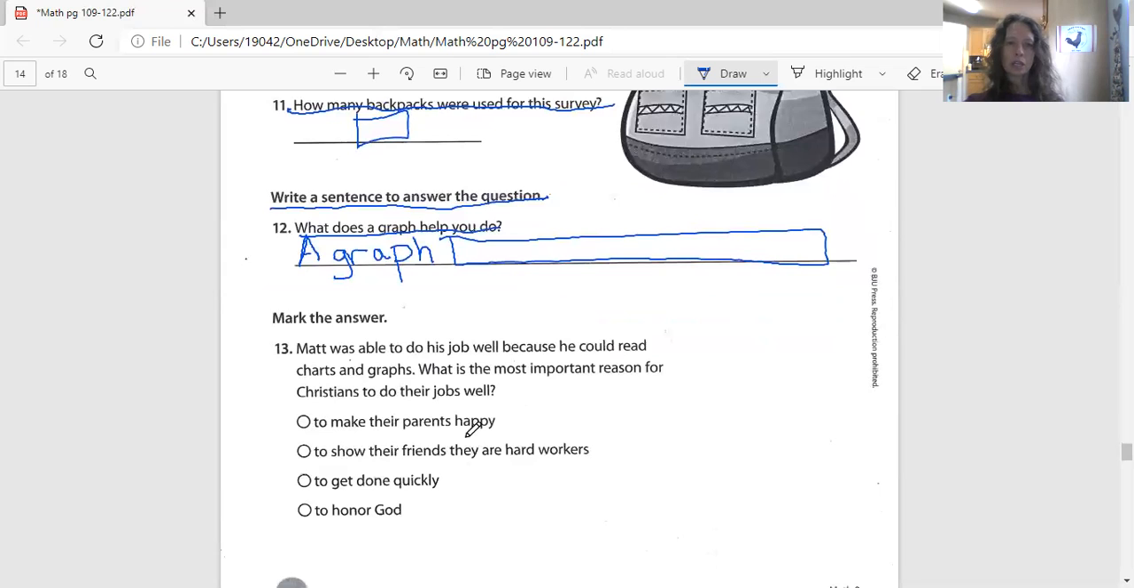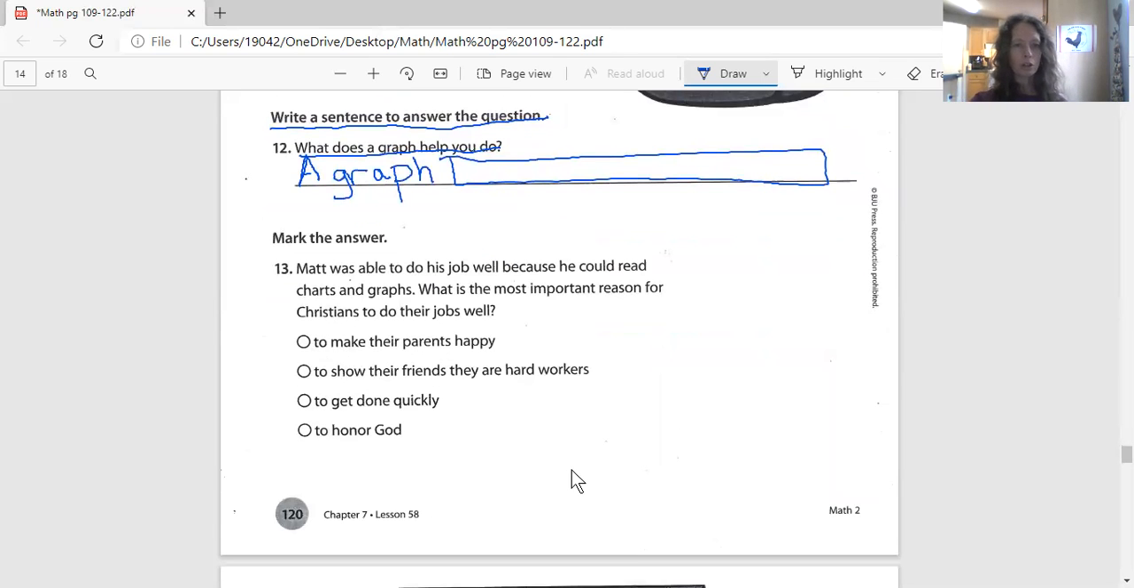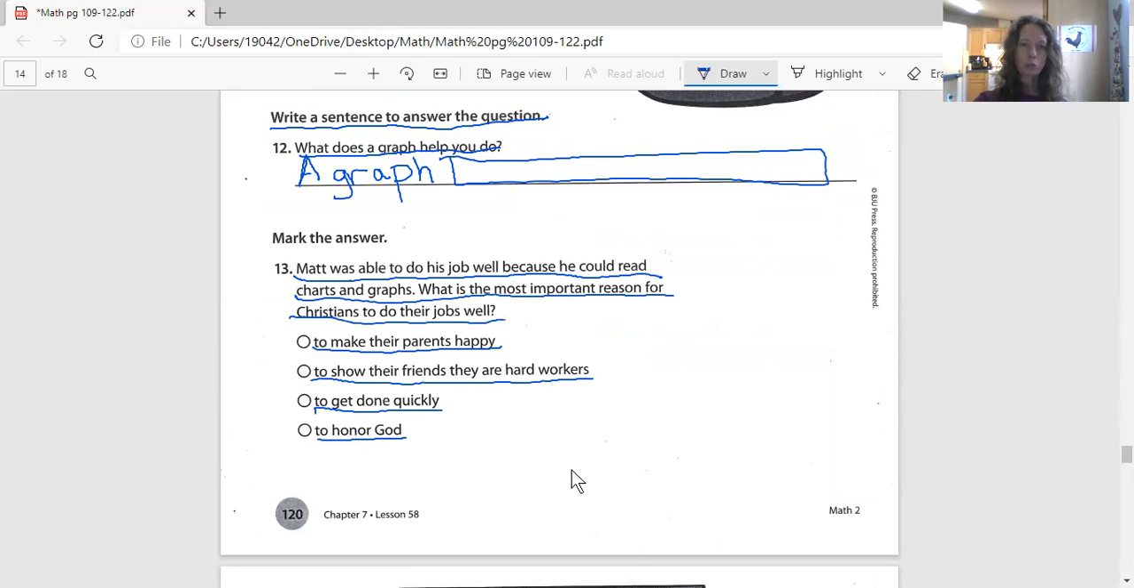Last question says, mark the answer. Let's read our choices first. Our choices are to make their parents happy, to show their friends they are hard workers, to get done quickly, or to honor God. Those are the choices, and here's the question. Matt was able to do his job well because he could read charts and graphs. What is the most important reason for Christians to do their jobs well?